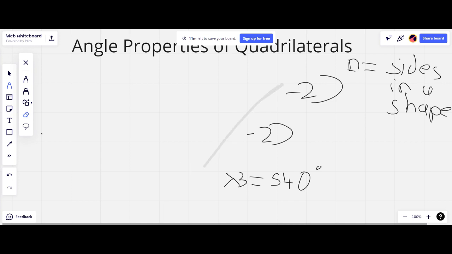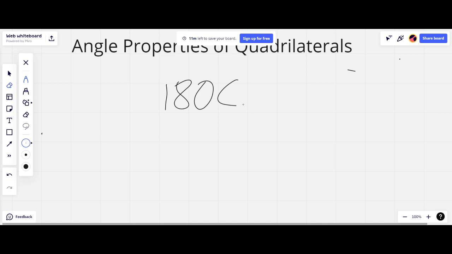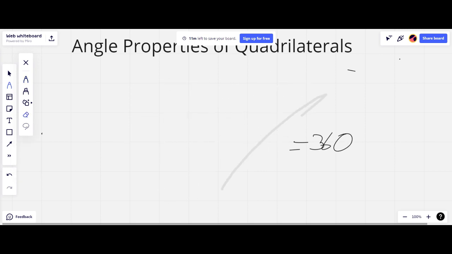Everybody knows that there are 360 degrees in total if you add up every single angle in a quadrilateral. Let's try that out with this formula. So 180 times 4 minus 2, 180 times 2 equals 360. See? But we are dealing with quads here, so let's go into a trapezium.